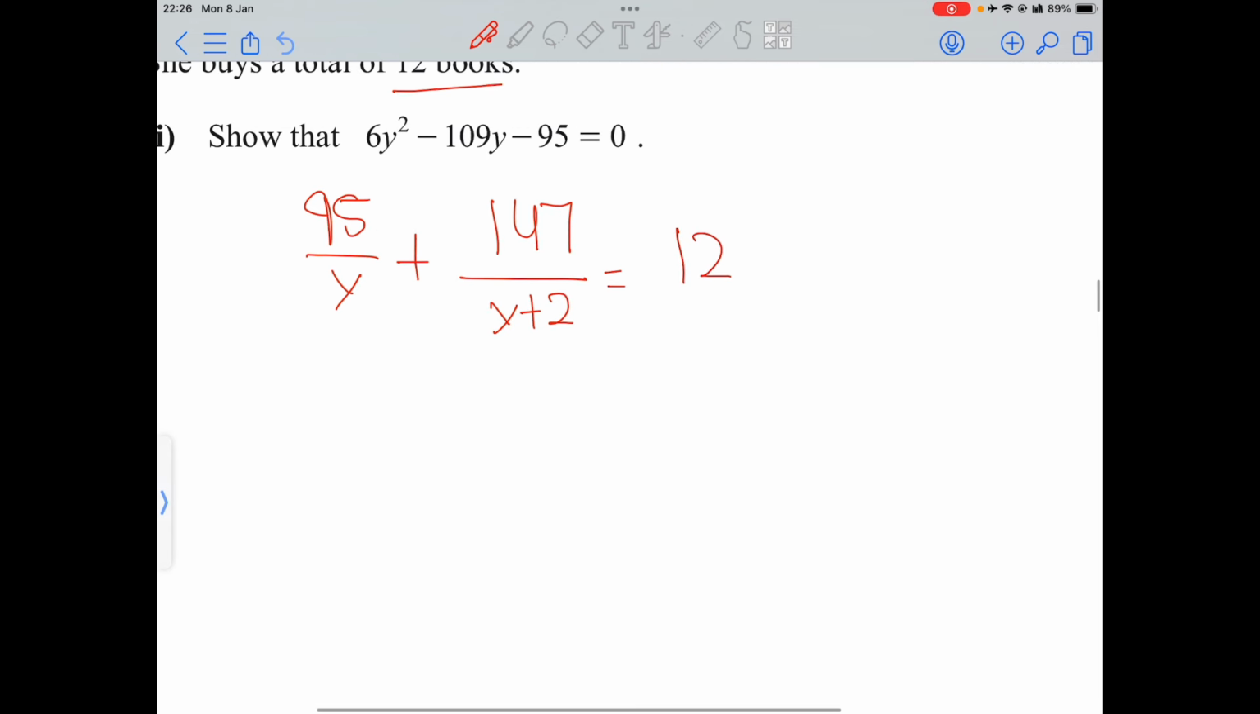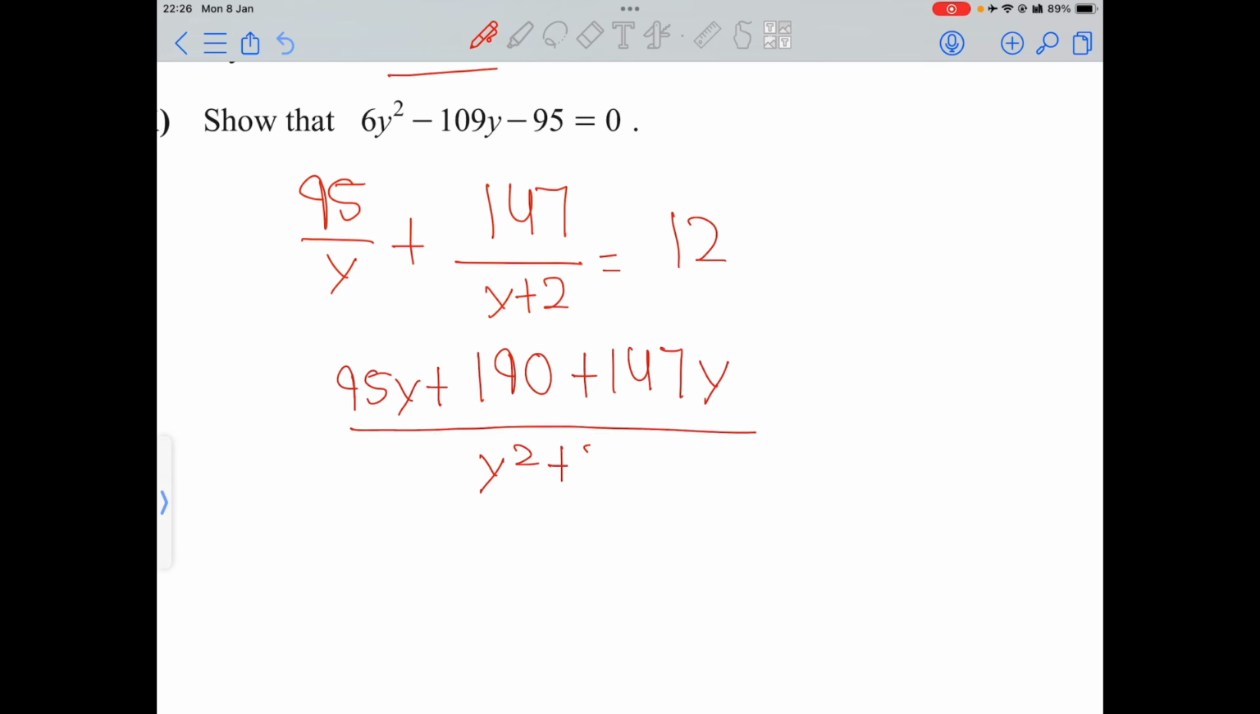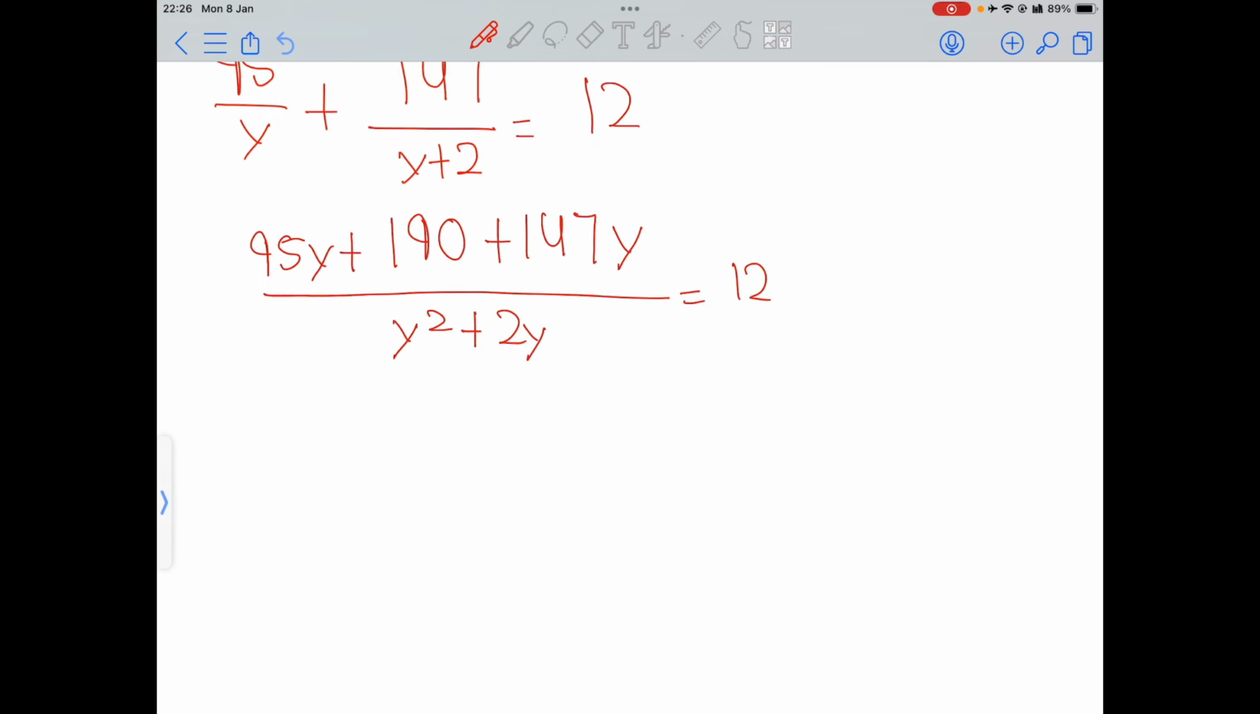Alright, now I just need to add them, cross multiply. 95y plus 95 times 2, 190, plus 147y, divided by y squared plus 2y, equals 12. Then once you do this, 147 plus 95, 242y plus 190 equals 12y squared plus 24y.